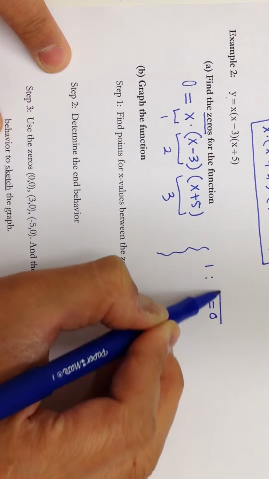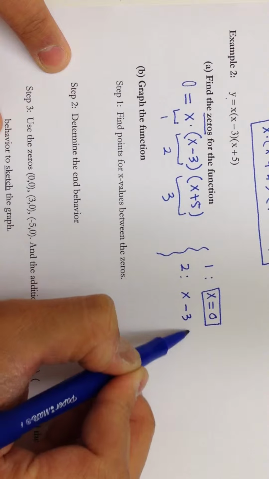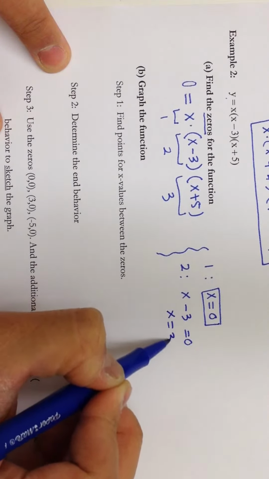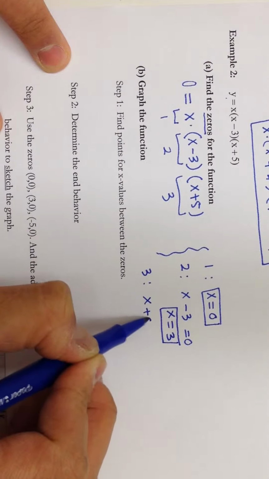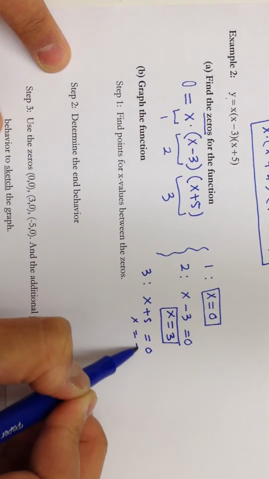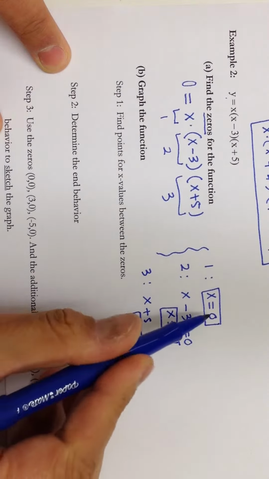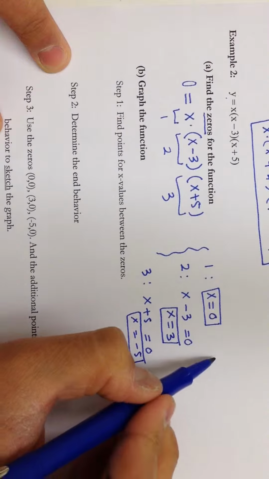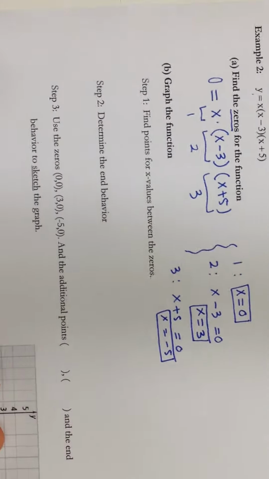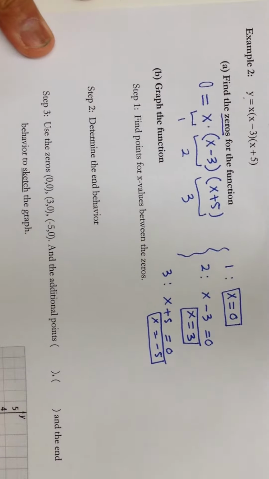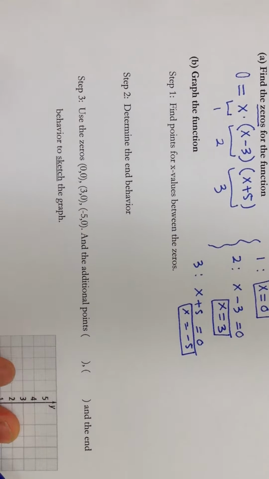I set the first one equal to 0, so that's x equals 0. Set the second one equal to 0, solve for x, x equals 3. Set the third factor equal to 0, solve for x, x equals negative 5. And remember, these are the x values where the graph crosses the x-axis. So we have found the zeros. Alright, very good. Now, the second thing I want you to be able to do after you know how to find the zeros is graph the function.